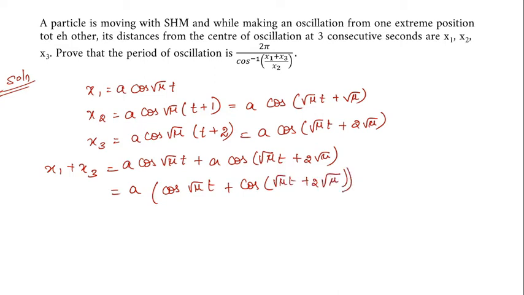Okay. So it does look like cos A plus cos B. So we can use the formula. So cos A plus cos B is nothing but 2 into cos of A plus B by 2 into cos of A minus B by 2. So we have to add and divide it by 2, subtract then divide by 2.